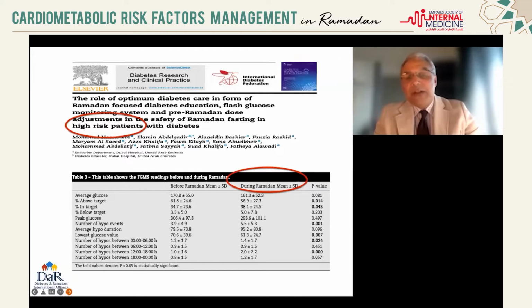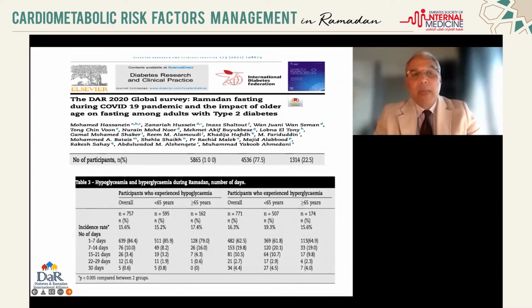So this is in the high-risk group. Whom do we mean by high-risk group? We mean the patients on insulin, whether type 1 or type 2. There were a group of patients with stable cardiac problems or stable kidney problems, or a group with gestational diabetes. So I've shown you data for the overall people with diabetes, and now this is data for the high-risk group.